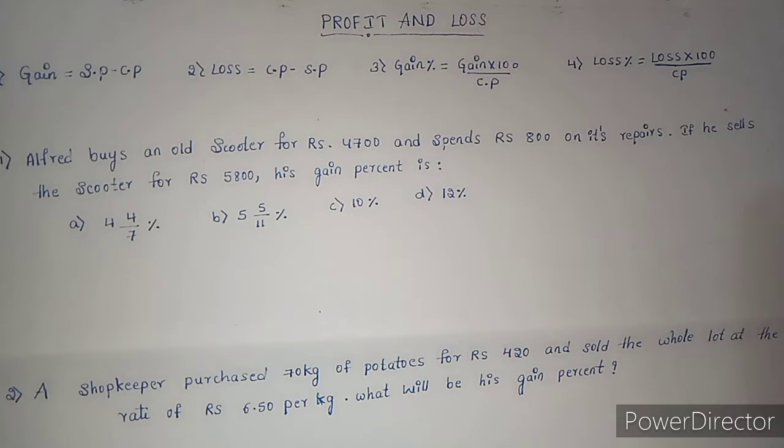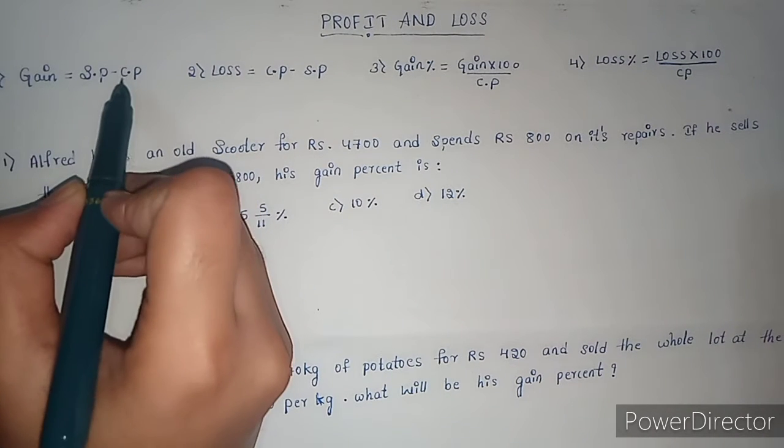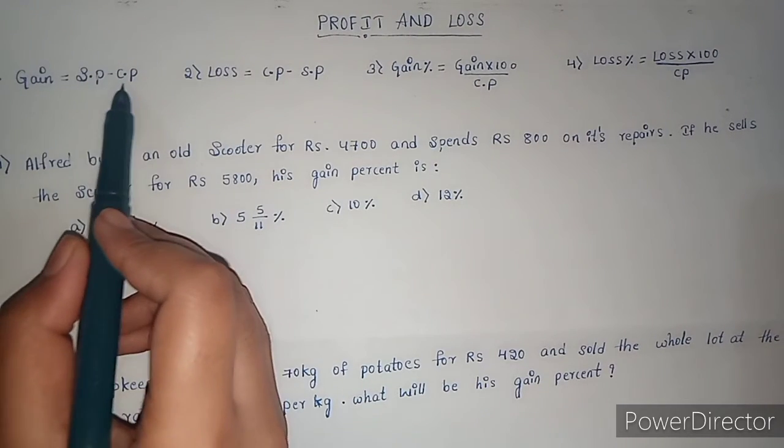So what is cost price? The price at which an article is purchased. The price at which an article, anything we purchase, is known as cost price. It is denoted as CP. Later you get to know this formula. This is CP, cost price.